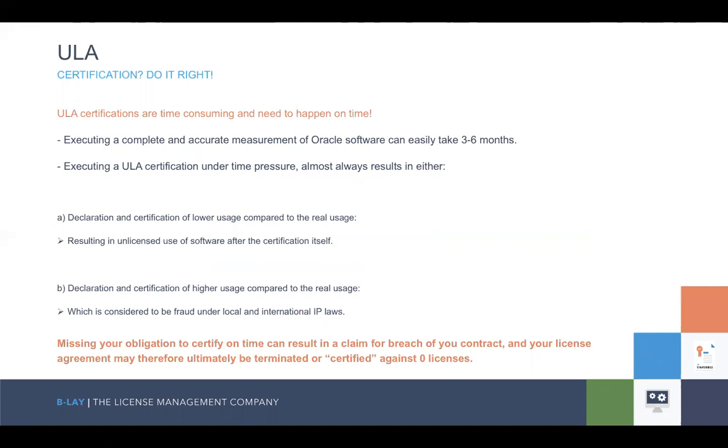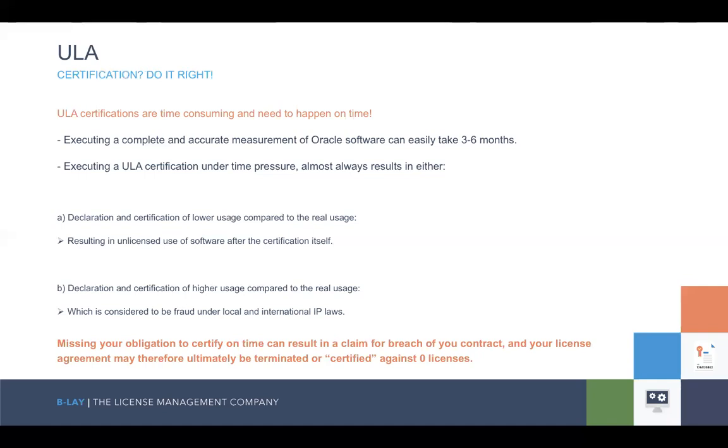And if you do that, and Oracle starts doing an audit in order to validate if your numbers are correct, Oracle will see this as a sign of fraud under international and local intellectual property laws, meaning that they will use this as leverage towards your C-level to claim that you actually have played fraud, and therefore we had better start talking about doing a new deal.